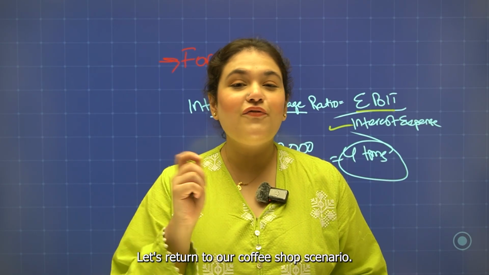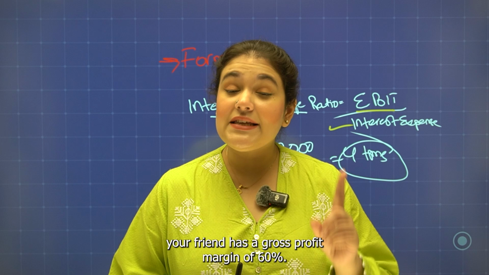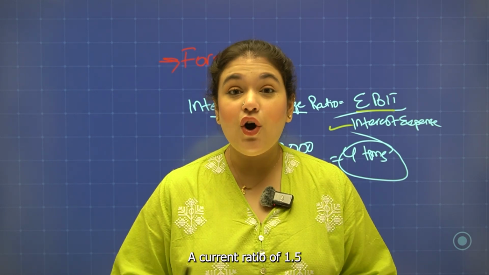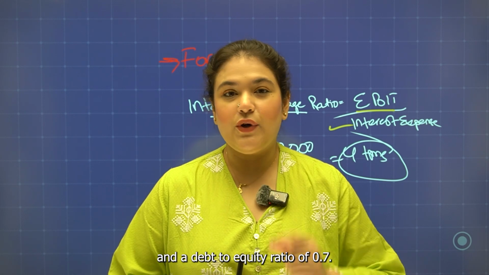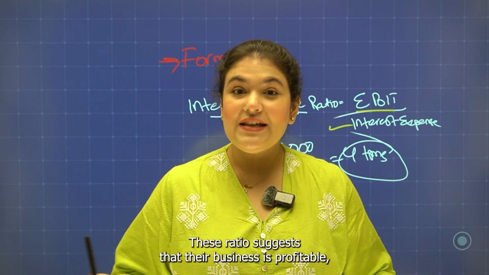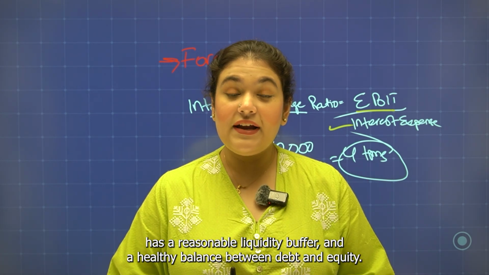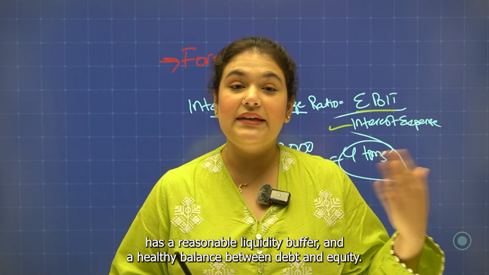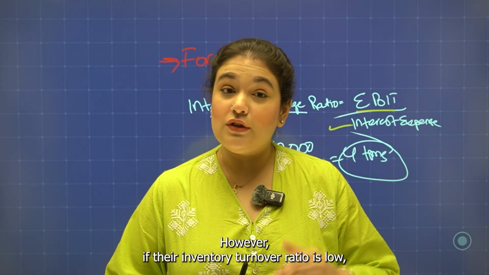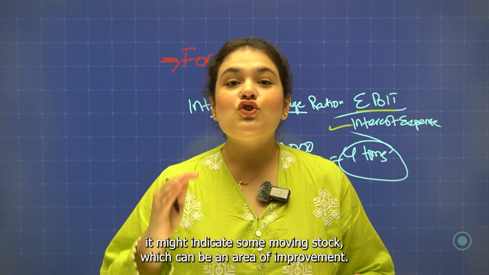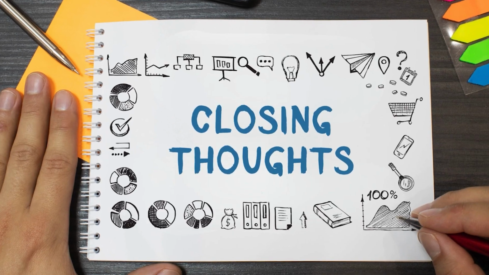Let's return to our coffee shop scenario. Your friend has a gross profit margin of 60%, a current ratio of 1.5, and a debt to equity ratio of 0.7. These ratios suggest that their business is profitable, has a reasonable liquidity buffer, and a healthy balance between debt and equity. However, if their inventory turnover ratio is low, it might indicate slow moving stock, which can be an area of improvement.